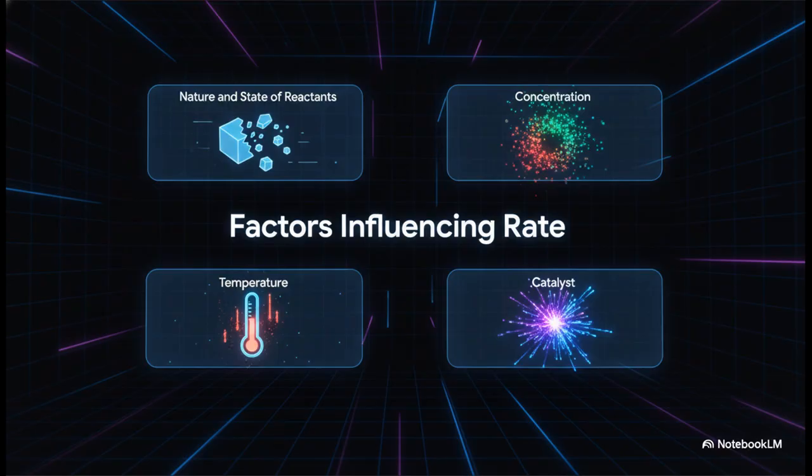So the obvious question is, who controls this speed? What are the variables that make a reaction fast or slow? Well, we have 4 main factors: nature and state of reactants, concentration of reactants, temperature, and a catalyst. Take a mental snapshot of this list right now. Let's actually understand a few of the most important ones practically.